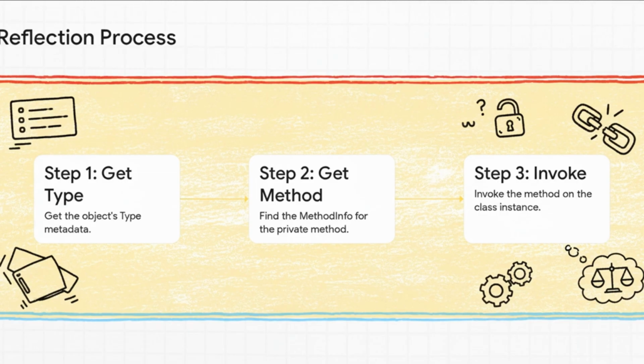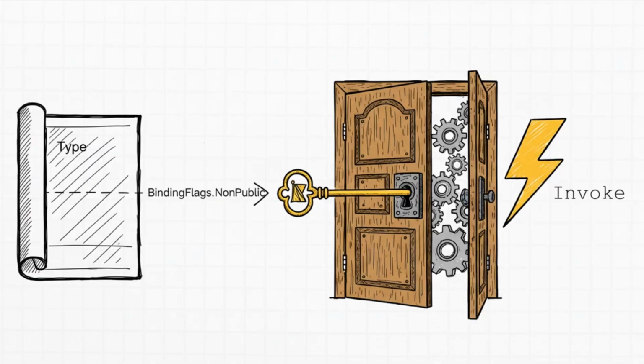First, you grab the type of your object. Think of it as its blueprint. Next, you ask that blueprint for the specific method you want, but, and this is the key part, you tell it, hey, look in the private drawers too. And finally, once you've got a handle on the method, you just tell it to invoke on your object. This is what it looks like in practice. See that BindingFlags.NonPublic? That's the magic password. That's what tells the system, I know this is off limits, but I need you to find it anyway. Once you have that, you can grab the method and invoke it, unleashing whatever logic was locked away inside.